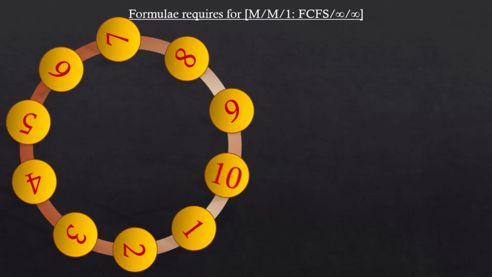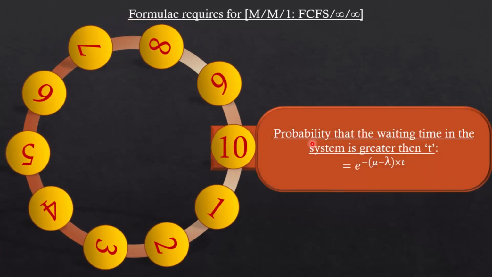Now let us move on to the final formula we have. The probability that the waiting time in the system is greater than t. So here it is equal to e to the power minus (mu minus lambda) into t.